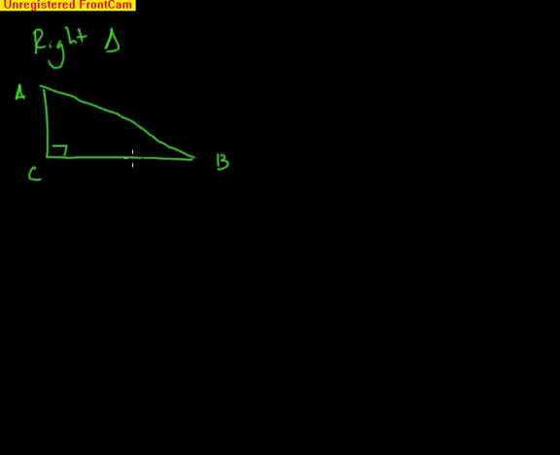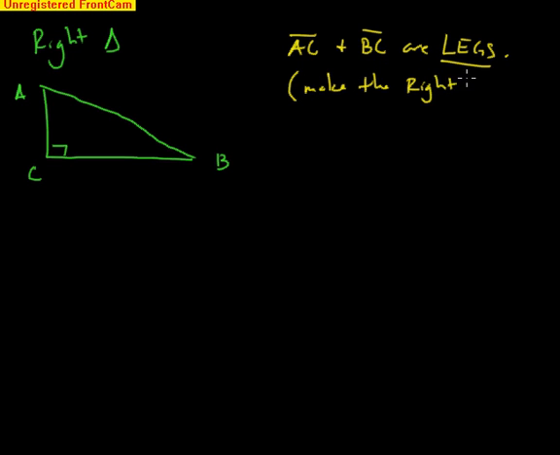All right, in a right triangle. So if I have a right triangle, let's call it A, B, and let's let C be the right angle. Okay? There are ways to classify the sides of the right triangle. Okay? AC and BC are called legs. Okay? And notice they are the two sides that make the right angle. Okay, so legs make the right angle. Okay, so AC and BC are the legs.